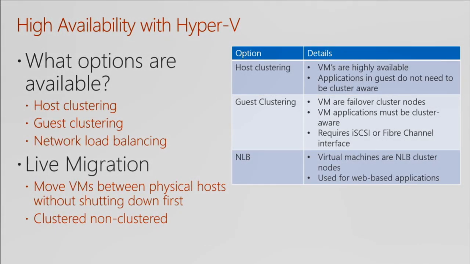There are 3 different options in Hyper-V. You can do host clustering. That's actually turning the physical hosts into a cluster. You can do guest clustering, which means the VMs are part of a cluster. And then you can have network load balancing. A network load balancer, when you install it, is called a cluster. It's not a failover cluster, but it's part of high availability. I've mentioned what live migration is. Understand the differences between those, because you might get a question about high availability, and all 3 of those options are in there, and you need to know which one applies in that question.